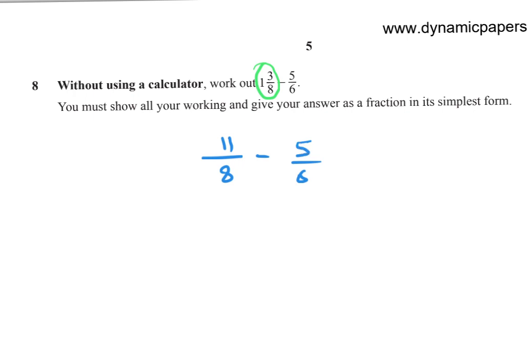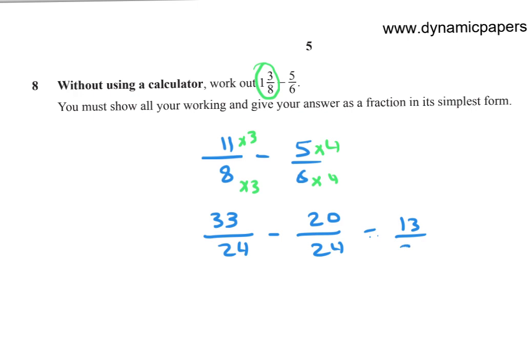So you have a choice. If you find the lowest common denominator, what is the least number divisible by 8 and 6, which is 24? So convert 8 to 24. 8 multiply 3 and 11 multiply 3, multiply 6 by 4 and multiply 5 as well by 4. Now you have 33 over 24, same denominator, minus 20 over 24 is 13 over 24.